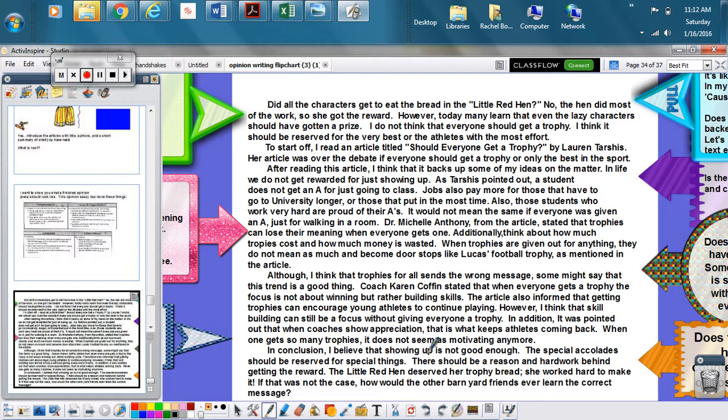In conclusion, I believe that showing up is not good enough. So again, then I'm saying that I don't think everyone should get a trophy. And then I am finishing it up by hooking it a little back up to my opening again. The special accolades should be reserved for special things. There should be a reason and hard work behind getting the reward. The little red hen deserved her trophy bread. She worked hard to make it. If that was not the case, how would the other barnyard friends ever learn the correct message? So again, I'm leaving off with thoughts on my side.